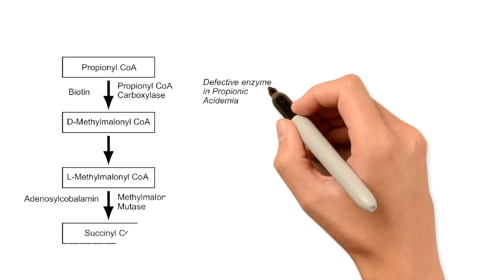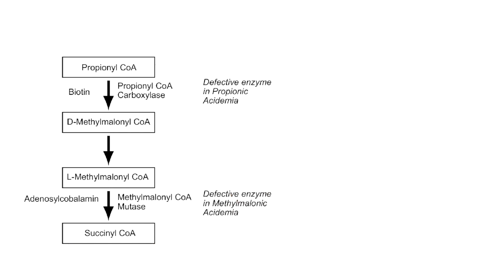Now, to understand the differences between the two acidemias, we have to first understand this pathway on the left. The key thing to take away from this pathway is the order of products. So we have to remember propionyl-CoA, methylmalonyl-CoA, succinyl-CoA, and that's the order of products, and that's important to remember.